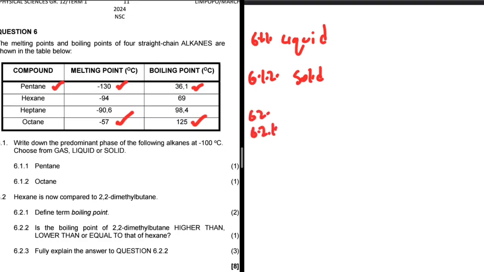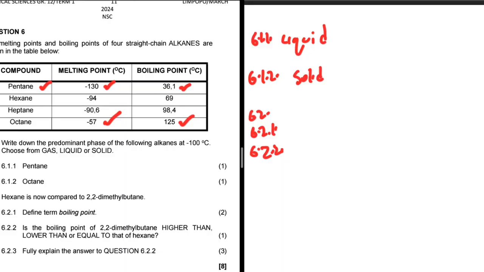6.2.1 hexane is now compared to 2,2-dimethylbutane. 6.2.1 define the term boiling point. I'm going to let you do that. And then 6.2.2 is the boiling point of 2,2-dimethylbutane higher than, lower than, or equal to that of hexane. The boiling point of 2,2-dimethylbutane should be lower compared to that of hexane.